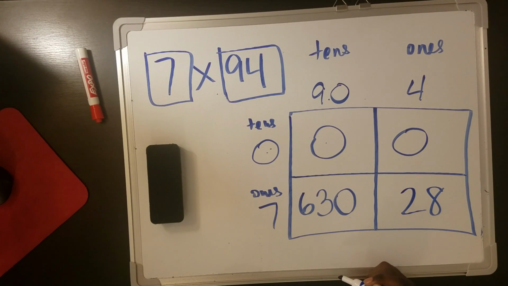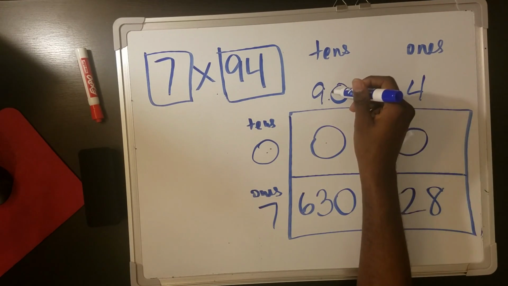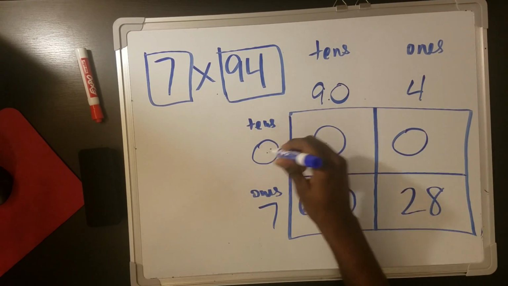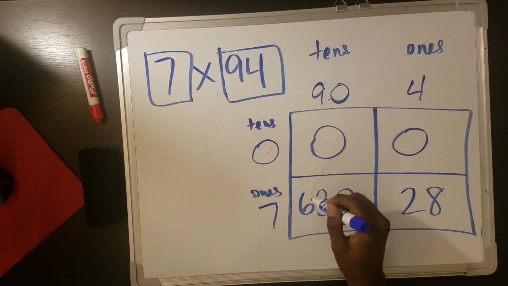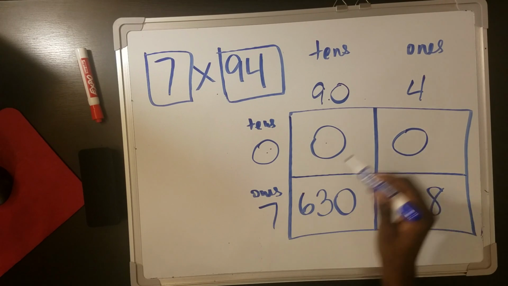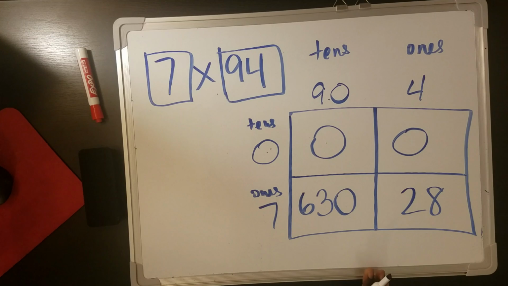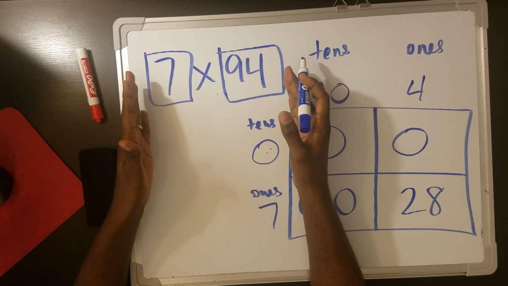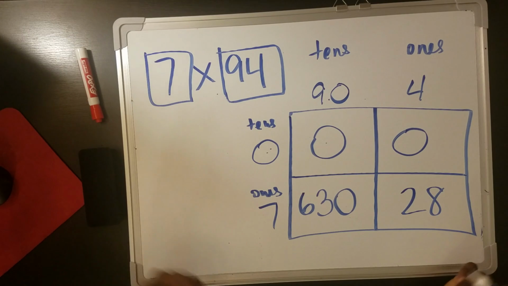Perfect. So now we've filled in our box. We've done 0 times 90 for this first box, 0 times 4 for the second box, 7 times 90 for this third box, and then 7 times 4 for this fourth box. We filled in our blocks. Now what do we do with that? We have this multiplication we're supposed to be doing here. We drew all this out, but how do we get our answer?